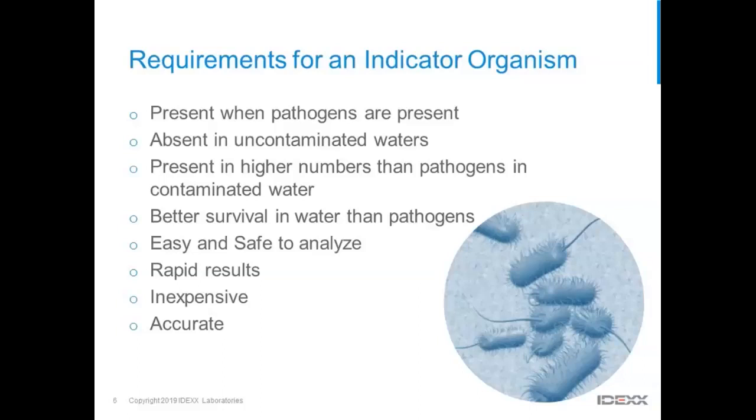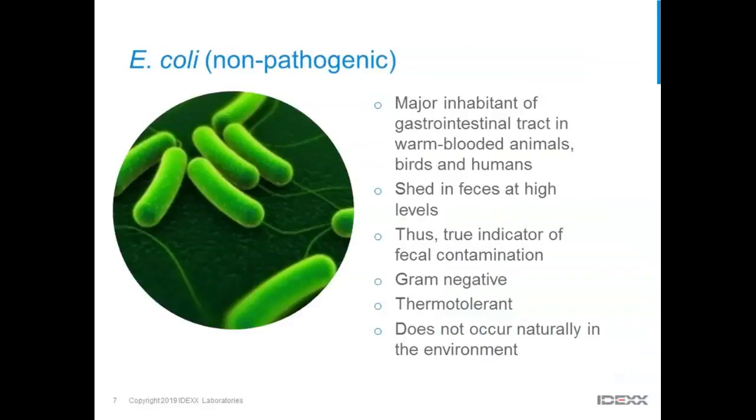So when we think of a good indicator organism, the one that will tend to pop up first will be E. coli. E. coli is basically a major inhabitant of the intestines of most warm-blooded animals, including birds and people. They are shed in high numbers during fecal contamination, and they are only present when there has been a contamination. They're not found naturally occurring in the environment. So this makes it a true indication of a fecal contamination event.